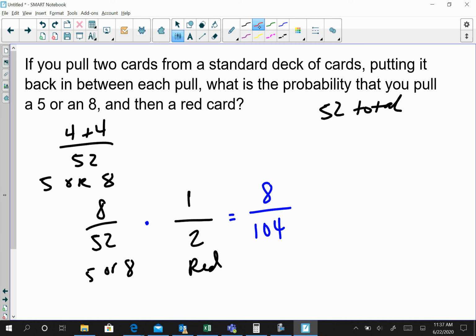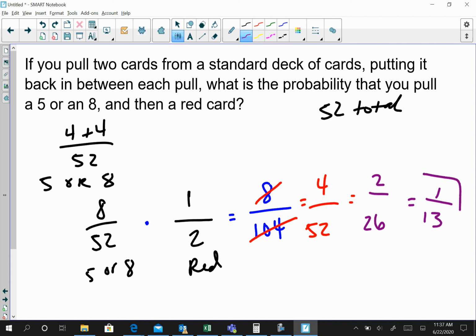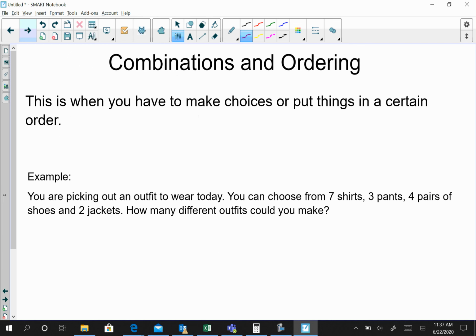This does simplify. I'm going to divide by 2. Divide by 2, and I get 4. Divide by 2, and I get 52, and I can divide one more time. 4 divided by 2 is 2. 52 divided by 2 is 26. Oh, I could do it one more time. 1 out of 13. Good. So you got to know a little bit about cards there.